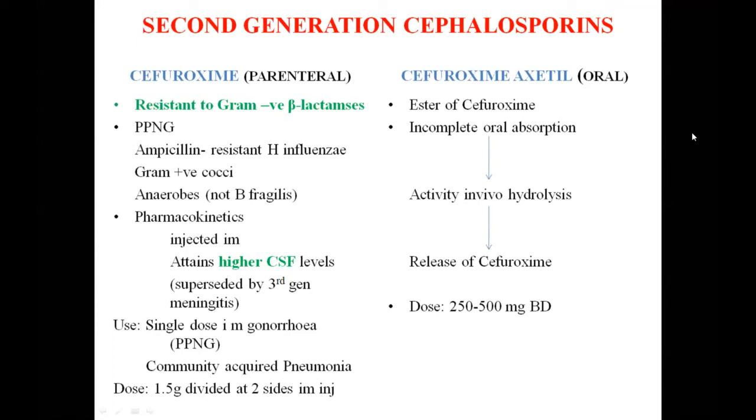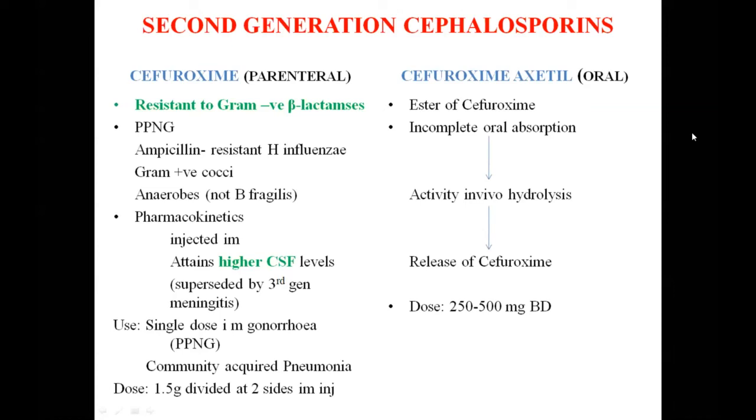Now coming to the second generation cephalosporin. Second generation cephalosporins have come up to overcome certain issues which were there with the first generation cephalosporin. Those issues were that they were more susceptible to the beta-lactamases, and they were more effective on the gram-positive. These second generation cephalosporins are much more effective against the gram-negative organisms. They are also resistant to the gram-negative beta-lactamases, so they can be used against resistant organisms like penicillinase-producing Neisseria gonorrhea, ampicillin-resistant H. influenzae, certain gram-positive cocci, as well as certain anaerobes.